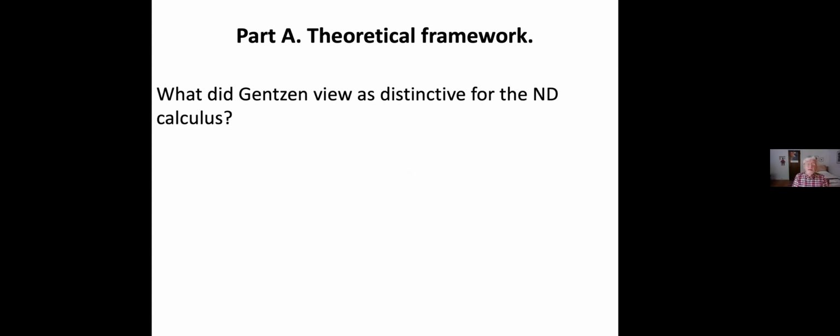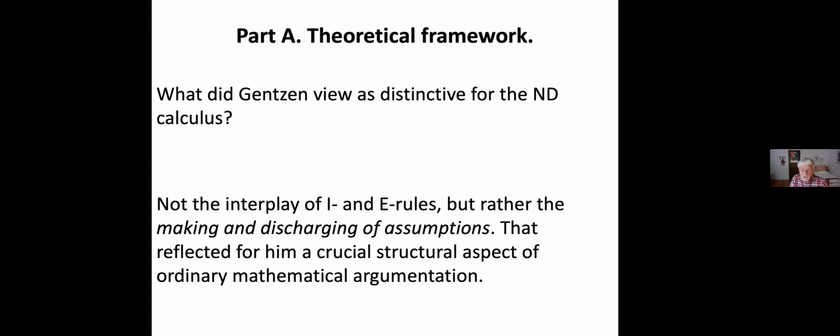So, what did Gentzen view as distinctive for the natural deduction calculus? It is not the interplay of introduction and elimination rules, but rather the making and discharging of assumptions. That reflected for him a crucial structural aspect of ordinary mathematical argumentation. And it is that feature that is incorporated in the now standard Gentzen-Prawitz formulation by discharge functions that operate on the leaves of proof trees. I referred already earlier to the 1936 paper in which Gentzen proved the consistency of arithmetic. But he also gave there a sequent formulation of natural deduction.